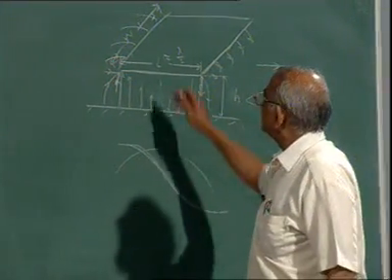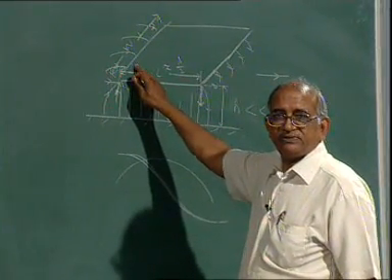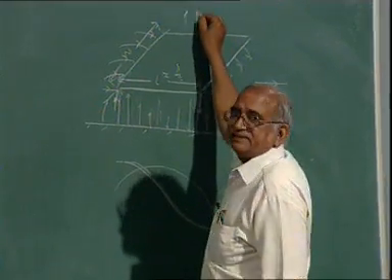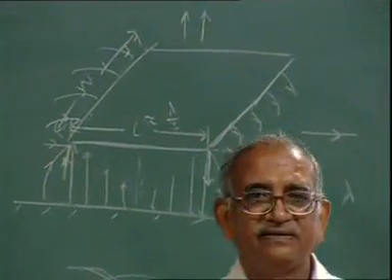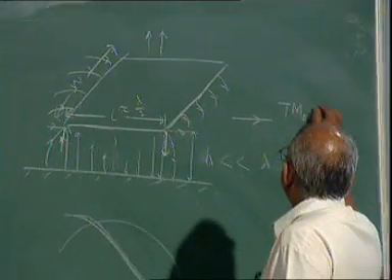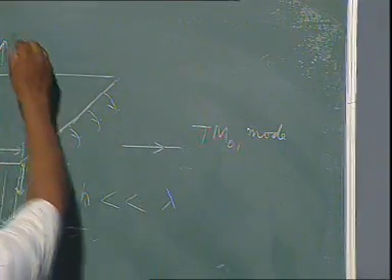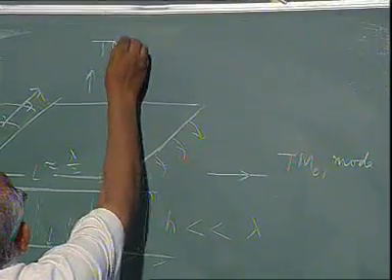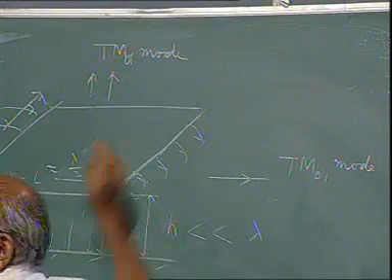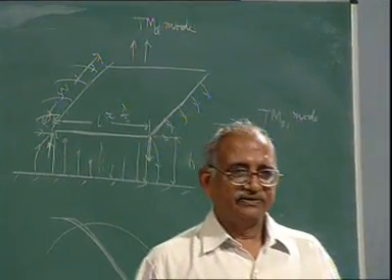Similarly, if you would have excited the mode along this one, TM01 mode, the corresponding polarization would have been like this. So, for TM10 mode, this will be the polarization of the radiated field. For TM01 mode, the polarization will be like this. Now, you can understand, is it? Okay.